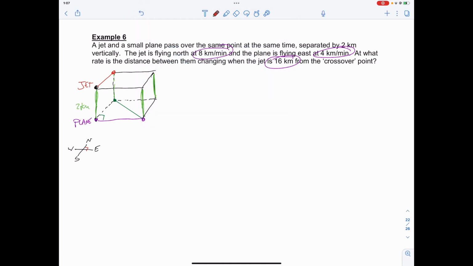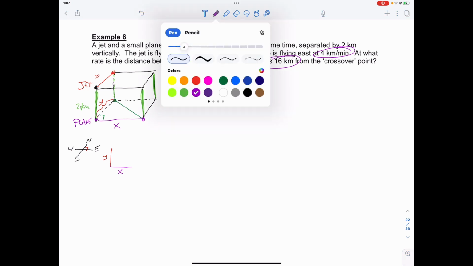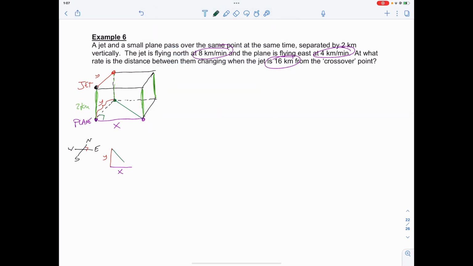Well, let's think of it in terms of the jet's change is going to be y because it's heading north. Let's say that the plane's change is going to be x because it's heading east, which means that if that is y, then this is also going to be y. So I can create a right angle triangle where I have y, I have x, and then I have this diagonal. And for our sake, I'm going to call that diagonal A.